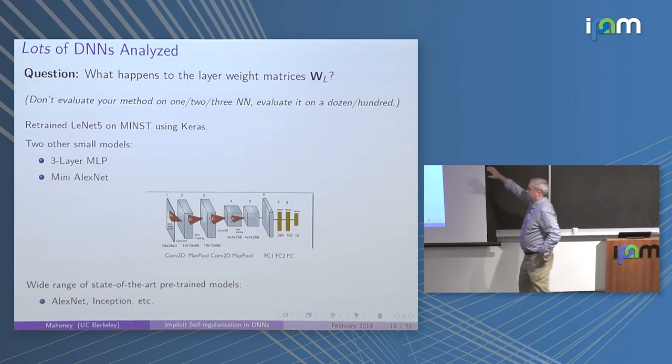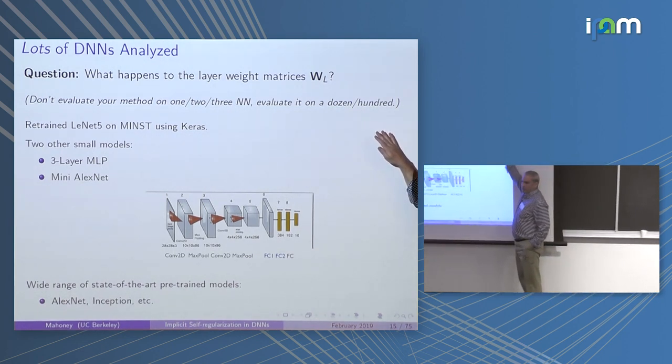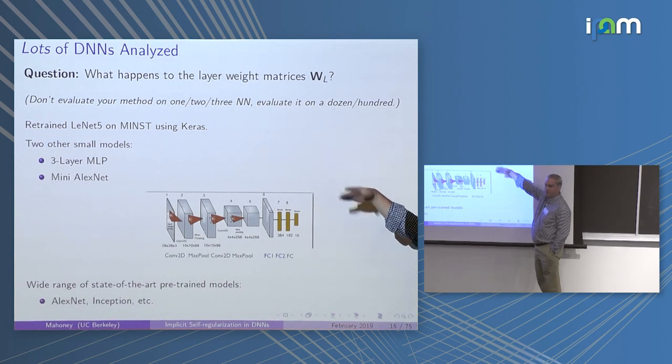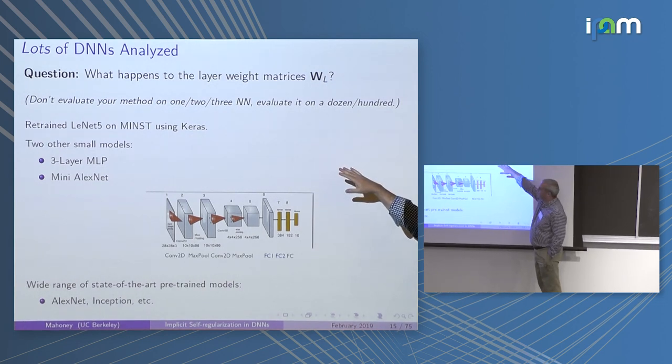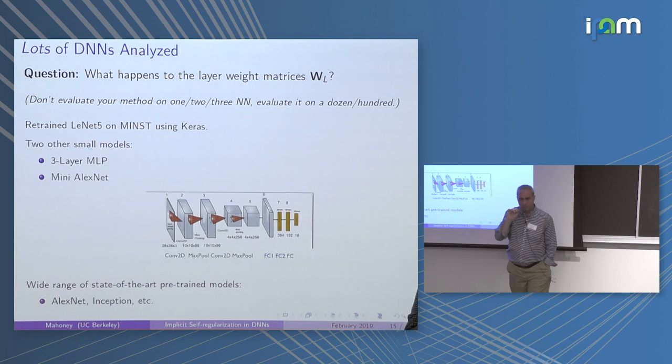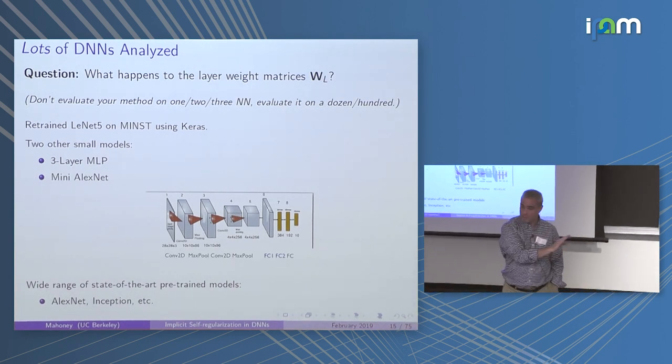So we don't want to evaluate this on one or two models. We want to evaluate on 50. I want to talk about 10. We've evaluated on, you know, 100 since then. We're going to do very little retraining. We'll retrain a few things to test our hypotheses.